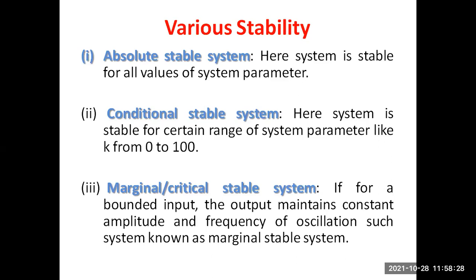Then the third kind of system is the marginal or the critical stable system. Critical or marginal stable system means if for a bounded input, the output maintains a constant amplitude and frequency of oscillation, such a system is known as the marginal stable system. Let us say you have some input. Now in the output, the amplitude is constant and the frequency of oscillation is also constant. In those cases, we'll say the system is marginally or critically stable. So in control systems, broadly, stability is classified into three kinds: first the absolute stability, then the conditional stability, and third the marginal or the critical stability.